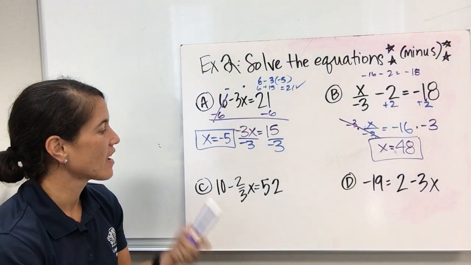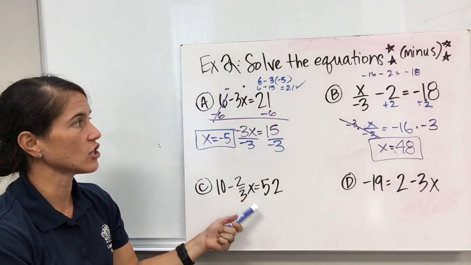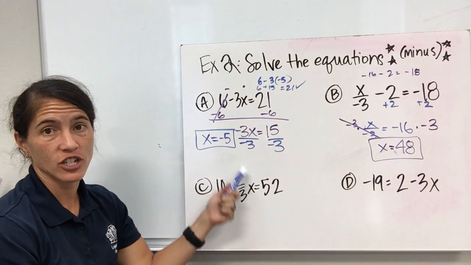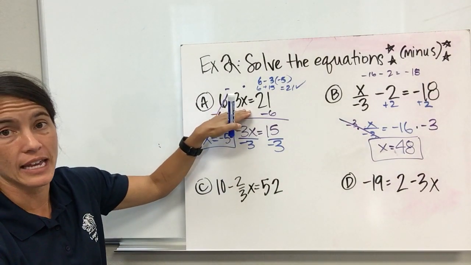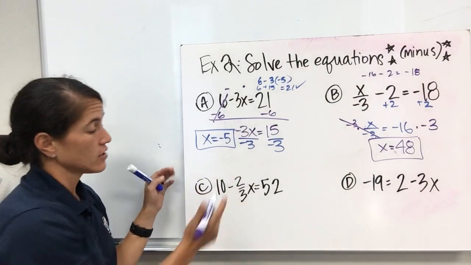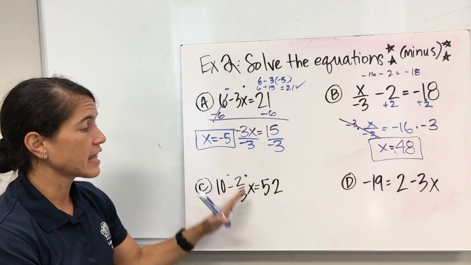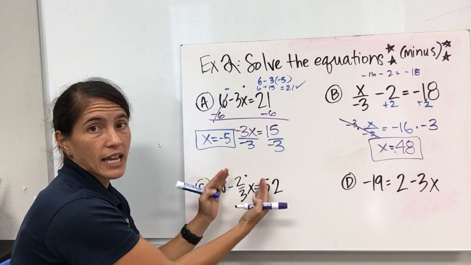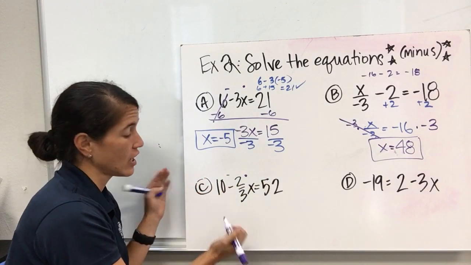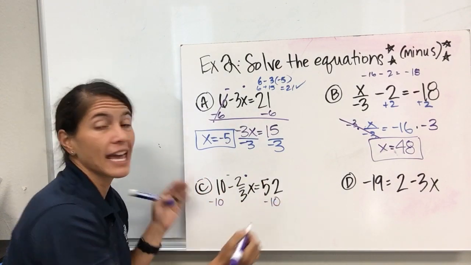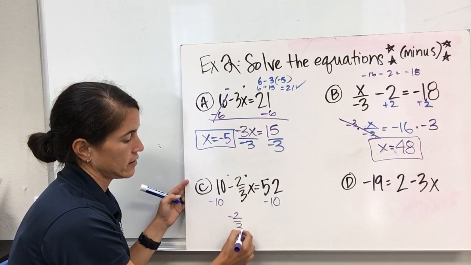Okay? So example C, 10 minus 2/3 x equals 52. So in here, we have this fraction, 2/3 x. And this, example C, is similar to example A in that you have a minus, so we have a subtraction, but then we have a multiplication. Now, this subtraction is really making the 2/3 negative. It has nothing to do with the 10. The 10 is positive. So we have to subtract 10 from both sides in order to cancel out the 10.